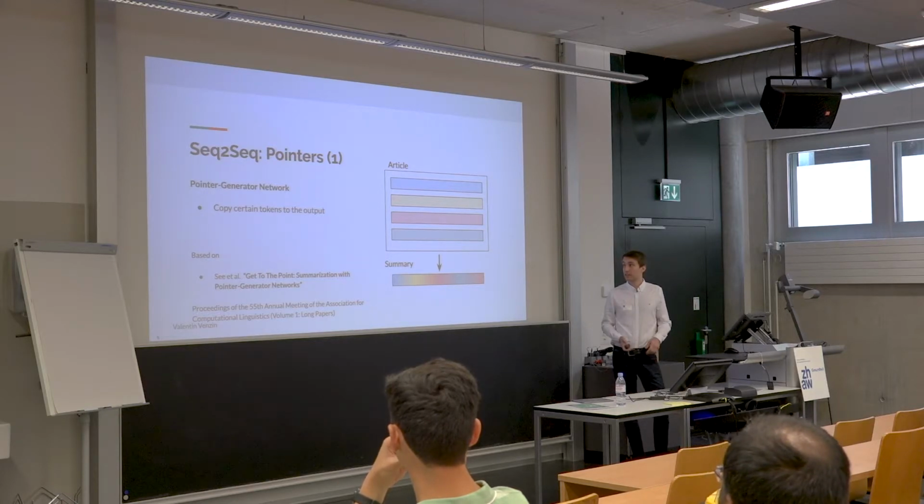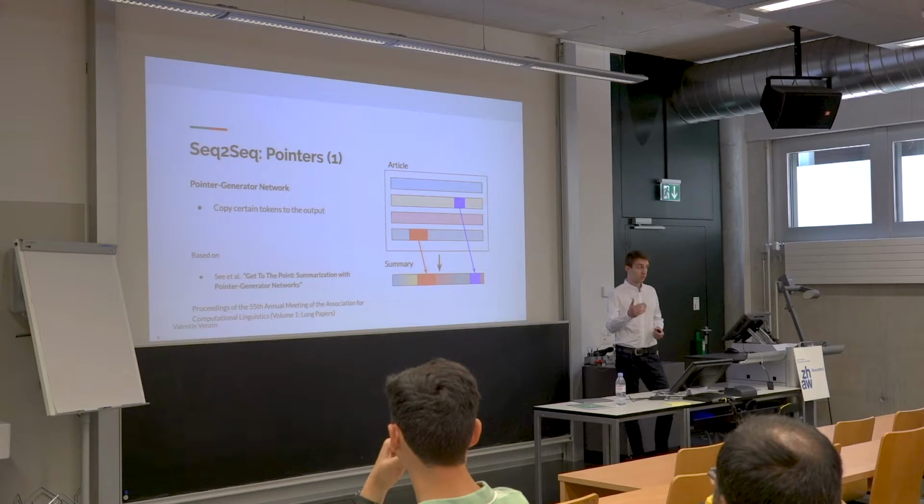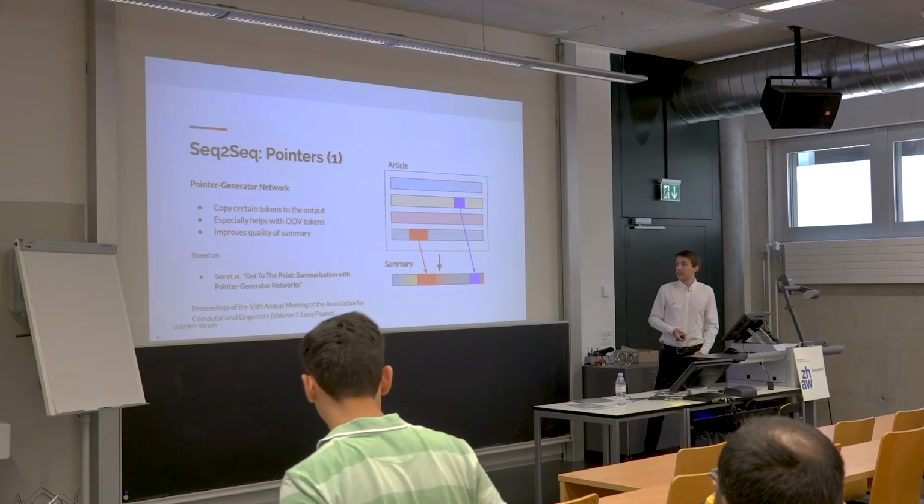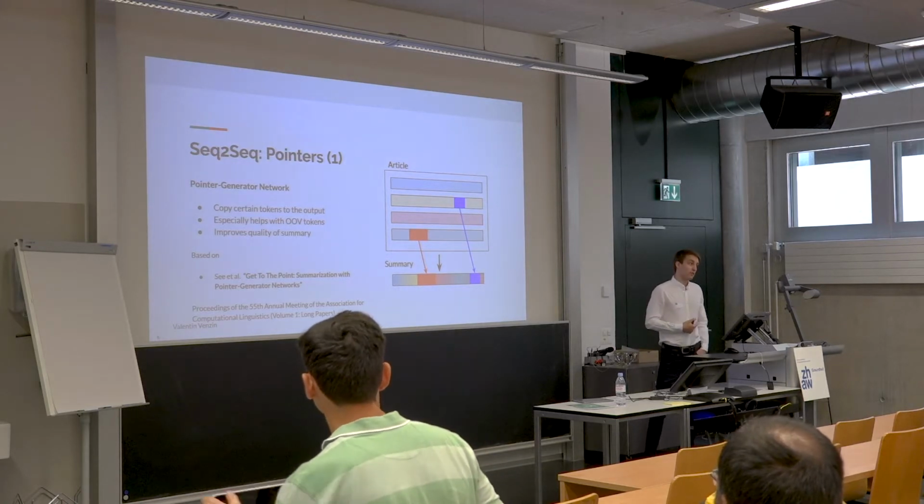They are essentially pointers to the inside of the article. They let the model just copy some of the words directly from the article to the summary. So why is this a good idea? It helps a lot with out-of-vocabulary words.